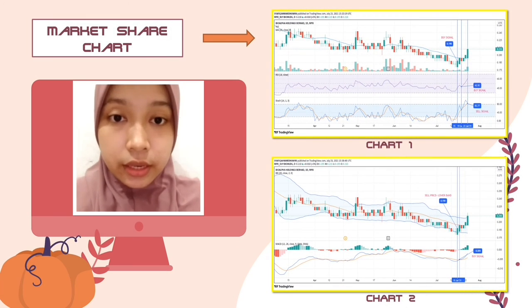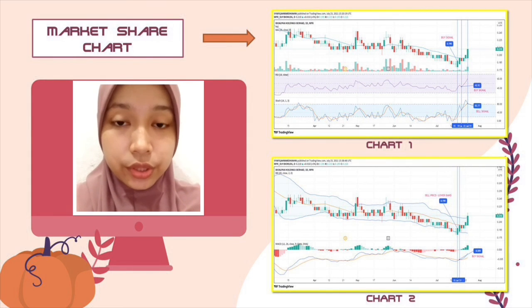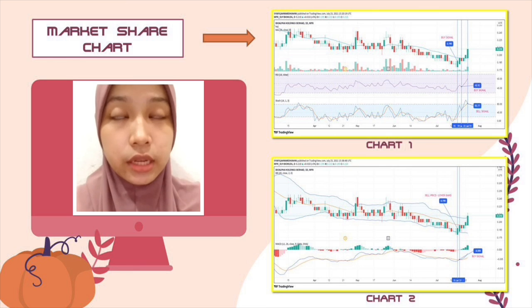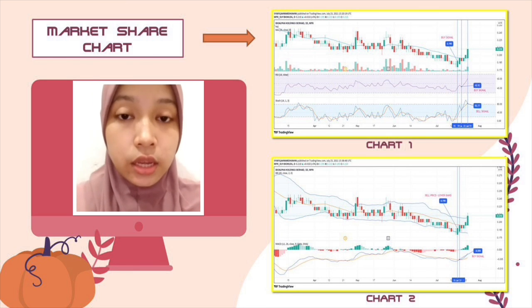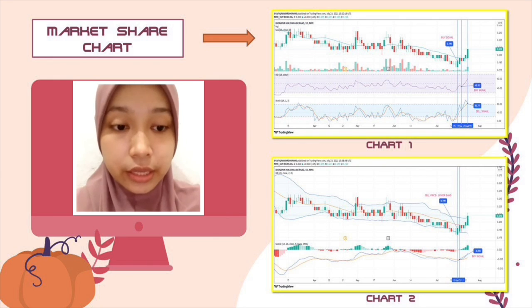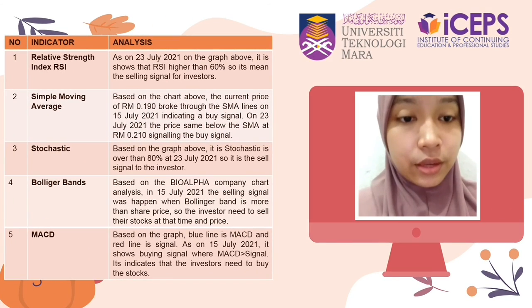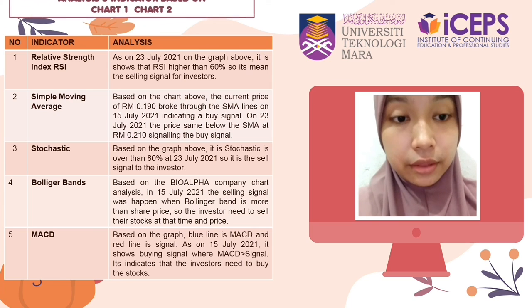They show two charts. Chart number 1 has the relative strength index, RSI. Second, simple moving average. Third, stochastic. The second chart has Bollinger Bands and MACD. Okay, we have 5 indicators.